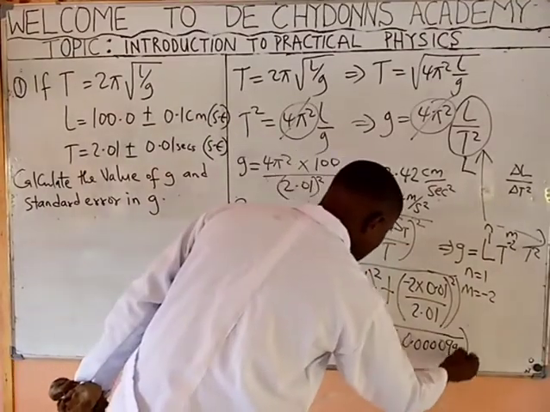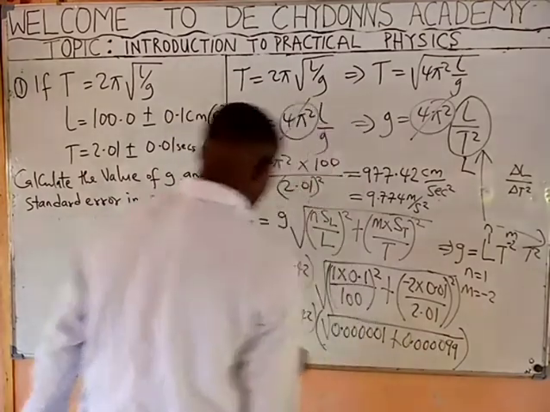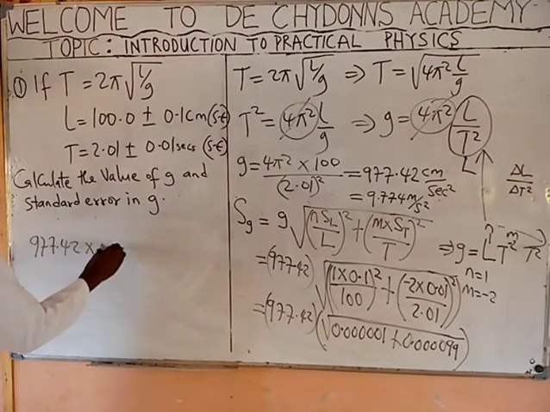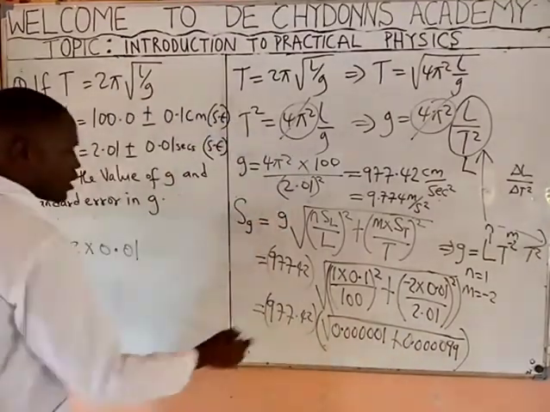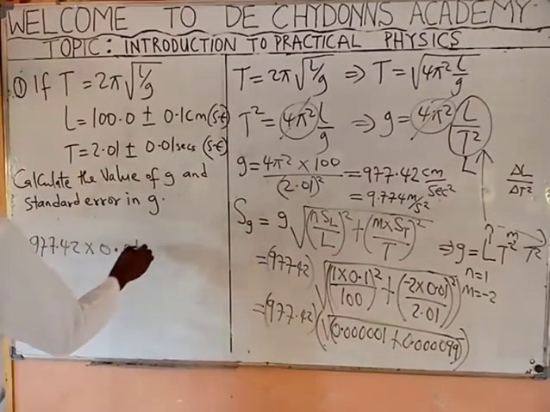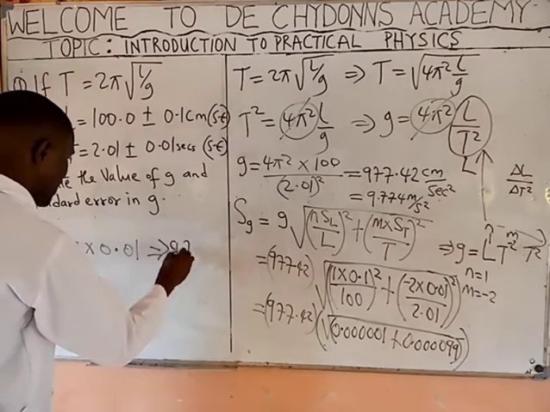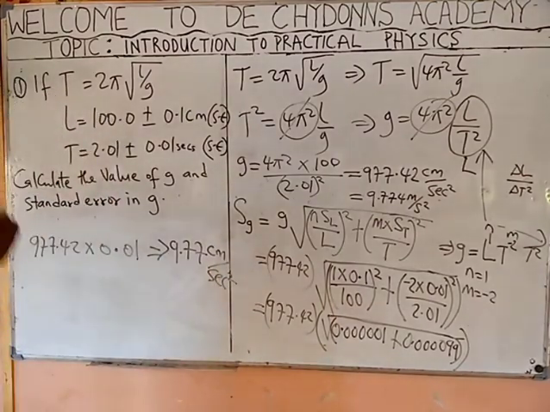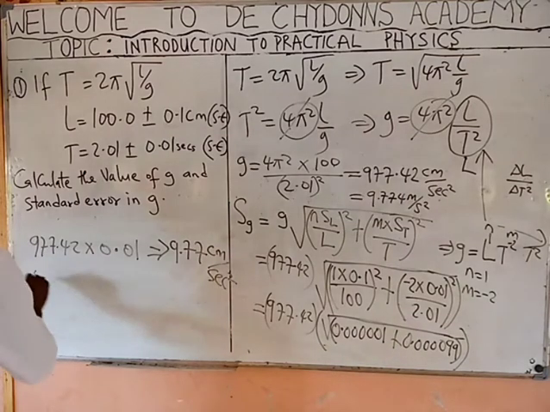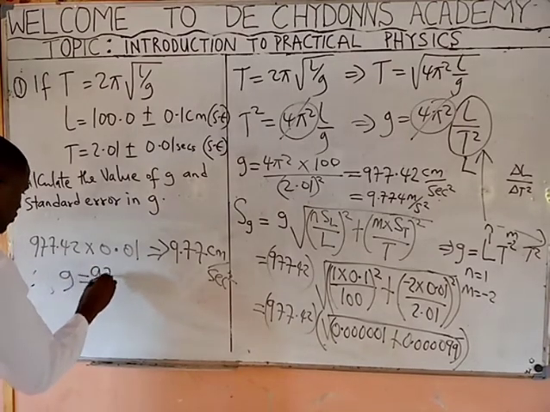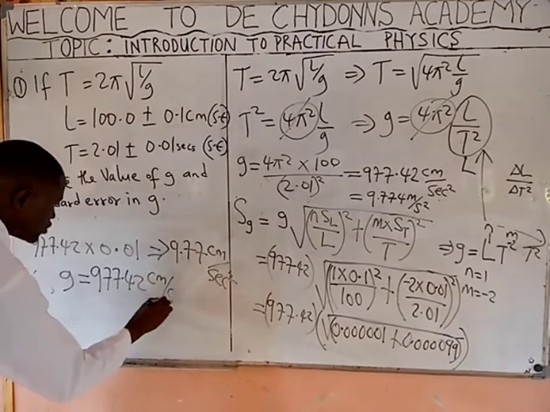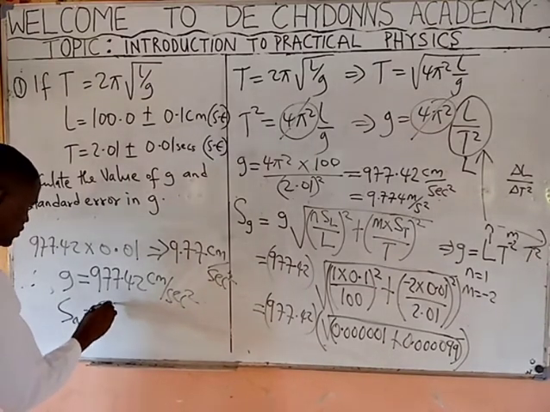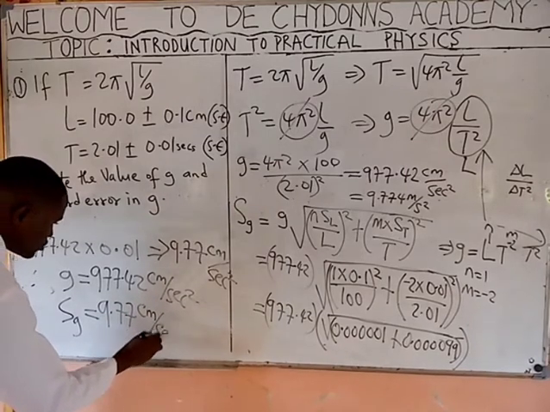When you multiply the answer you got here by the answer you got here, continuing from here, 977.42 times 0.01, because this gives you 0.01 when you sort it out, that will give us 9.77 cm per second squared. So our error in g is 9.77 cm per second squared. Therefore, our g is equal to 977.42 cm per second squared, whereas our error in g is equal to 9.77 cm per second squared.